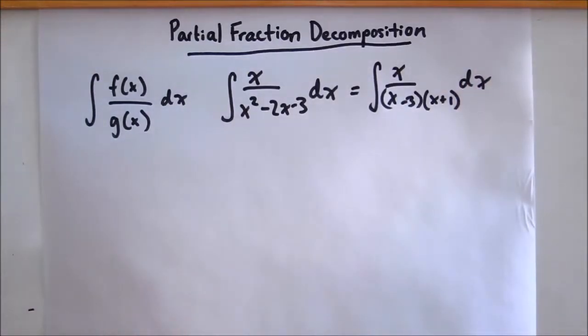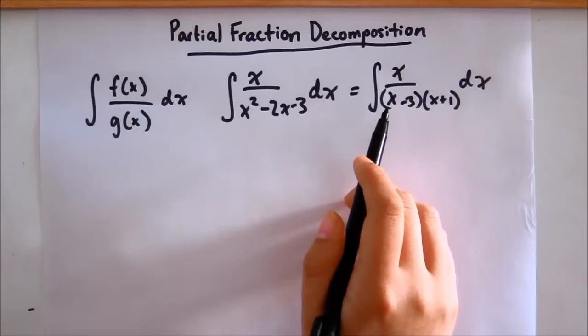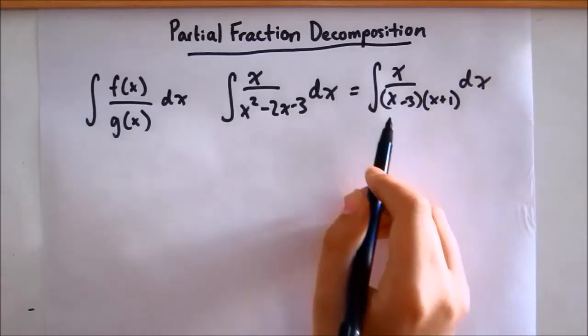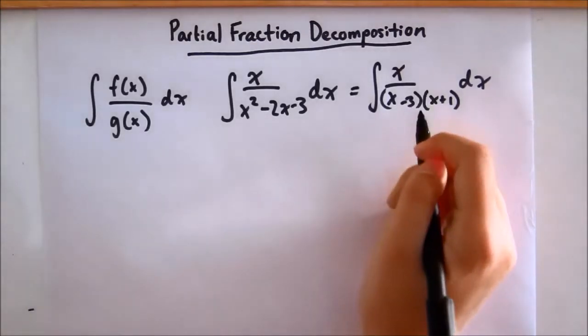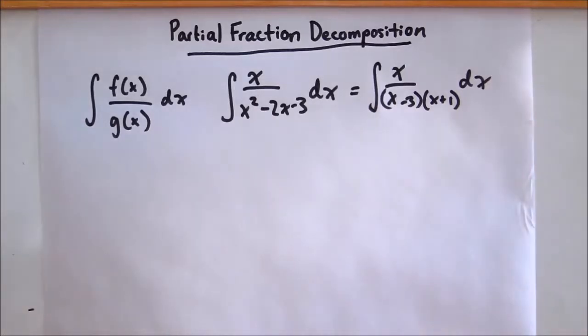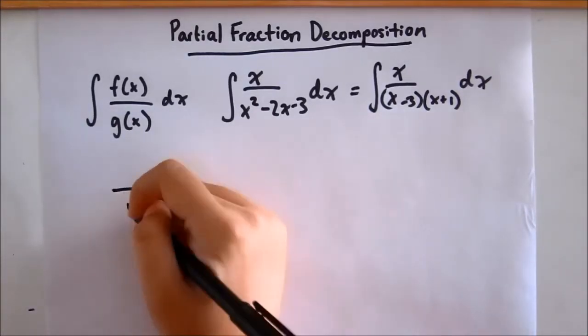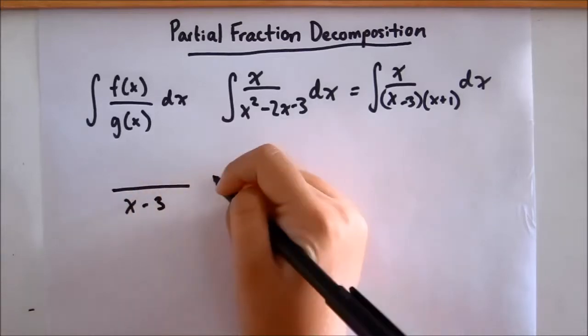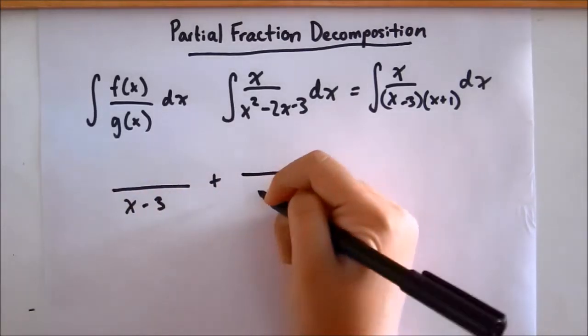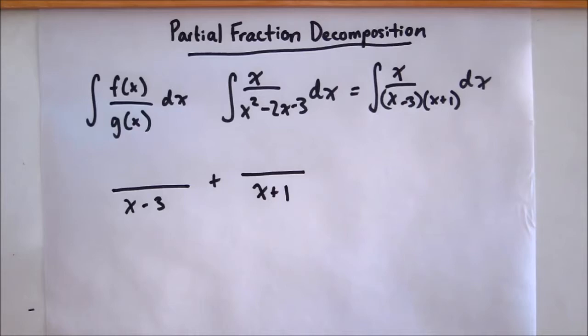So there you have it. You can see that we can factor the bottom. In this case, we want to use partial fraction decomposition, which is basically breaking up that fraction into two different smaller fractions that are easier to integrate. We know that we're going to have one with the first part, x minus a constant, and then a second fraction with the other part, x plus a different constant. Those are going to be your denominators, so you have x minus 3, plus another fraction with the denominator x plus 1.